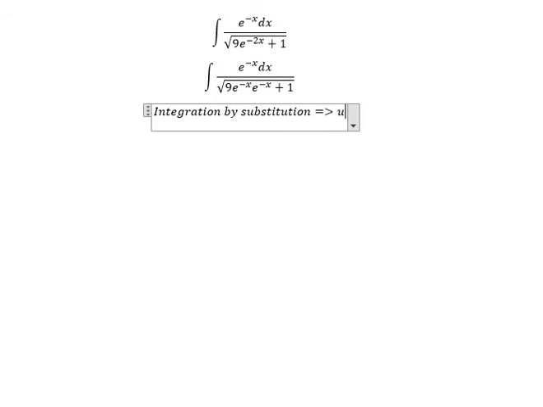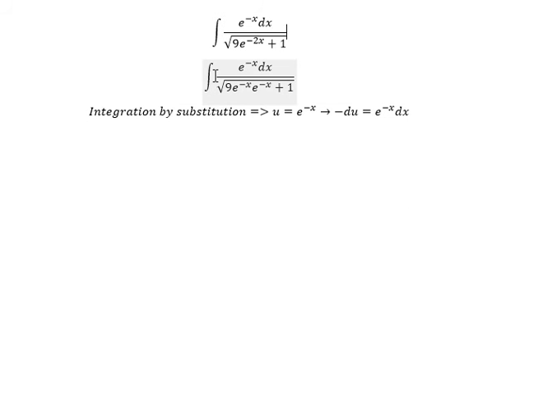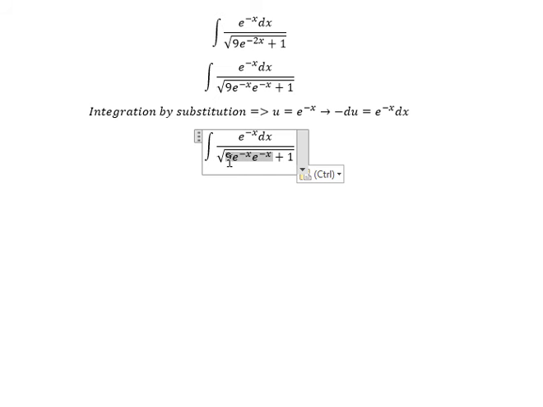So we put u equal to e to the power of negative x, du equals negative e to the power of negative x dx. Because we don't have the negative, we put the negative next to du. So in this one we change to u square. This one we change to negative du.